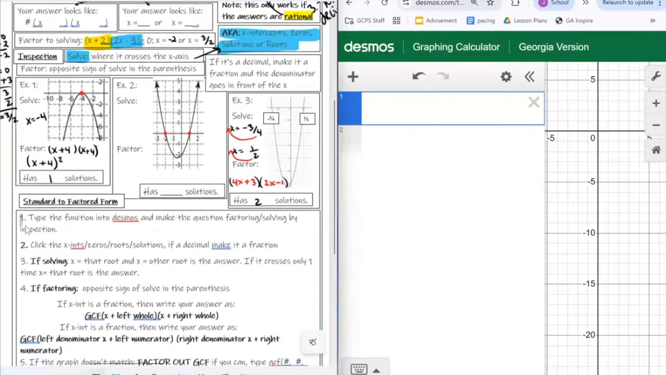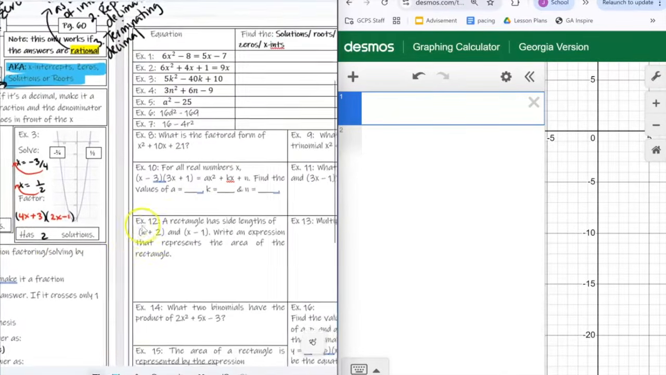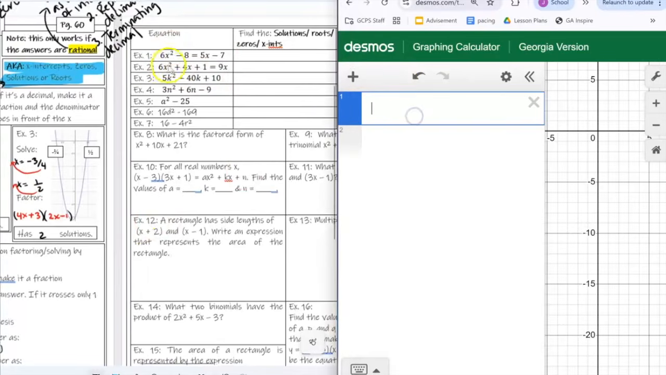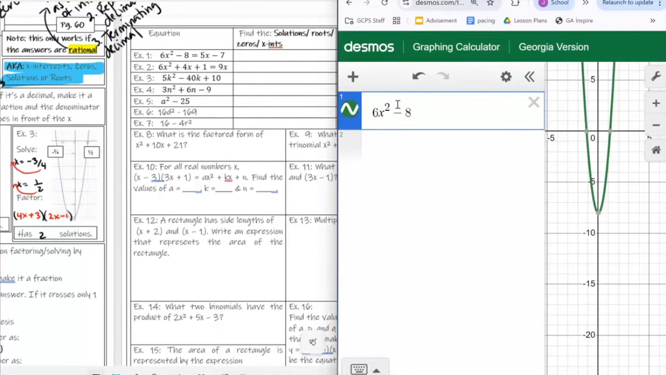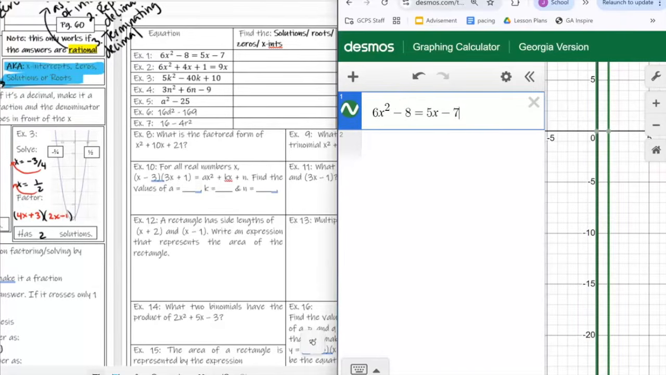All right, so the first step says you're going to type it into Desmos and make the question factoring and solving by inspection. So again, I'm typing in my question, you're typing in example 2. So as I type in my example 1, you're typing in example 2. So pause the video if you need to make sure we're at the same spot. All right, so I've typed in mine. Pause the video if you've not finished typing in yours.